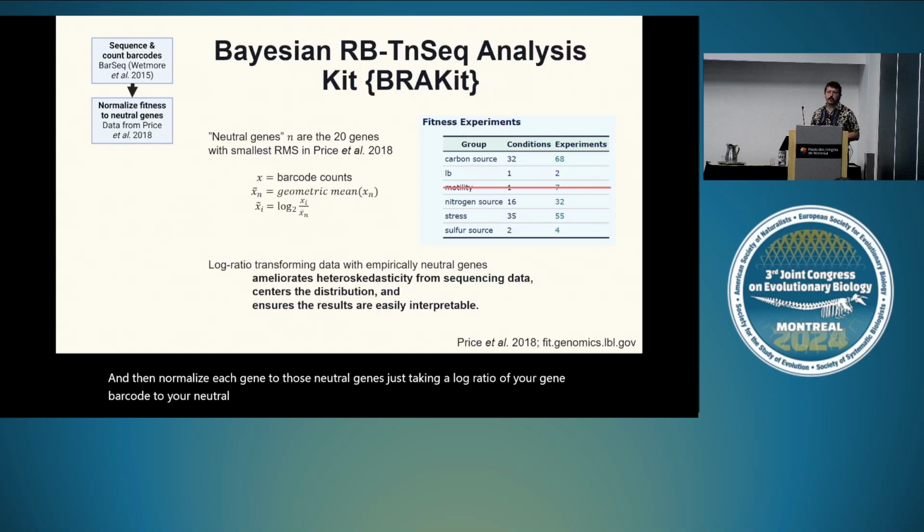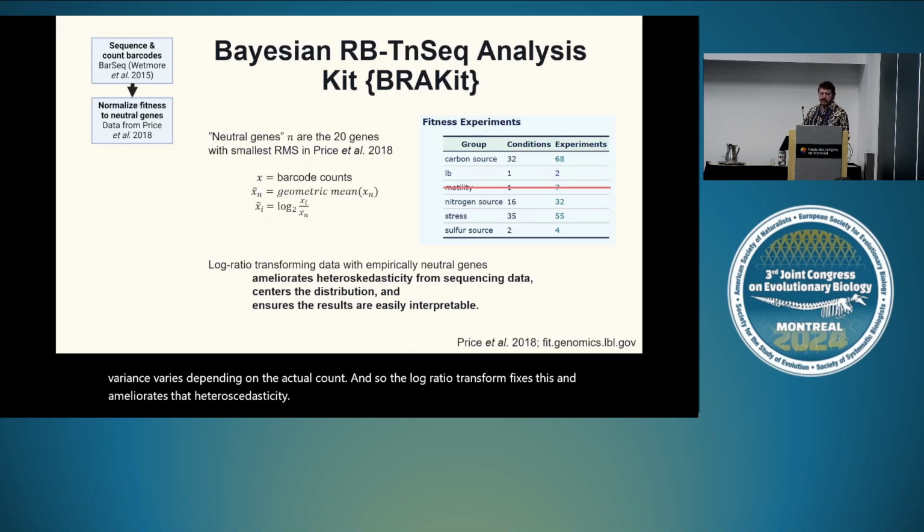This log ratio transform also has a few very specific benefits mathematically. First, since sequencing data are inherently compositional, the variance varies depending on the actual count. And so the log ratio transform fixes this and ameliorates that heteroscedasticity.